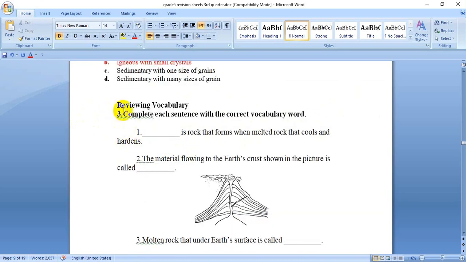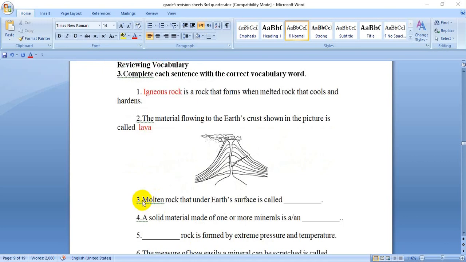Now we will start with question 1. What is the rock that forms when melted rock cools and hardens? Which kind of rock forms by cooling and hardening? This is, of course, igneous rock. Question 2. The material flowing on the Earth's crust shown in the picture is called? The material that comes out from the volcano onto the Earth's crust. This is lava.